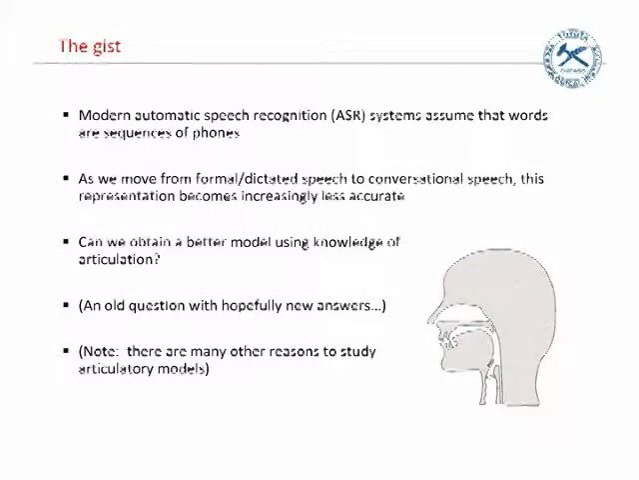Okay, so the gist of what I'll be talking about is, like Aaron was describing, most modern automatic speech recognition systems depend on labeling words as sequences of phones. And as we move from more formal speech to less formal or conversational speech, that representation becomes increasingly problematic because we start to pronounce words increasingly differently from the way that you would expect given their dictionary pronunciation. So the question is, can we obtain a better model of what's going on in pronunciation variation using some knowledge of human speech articulation?